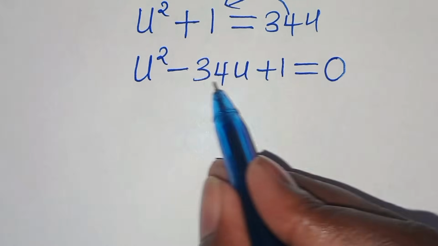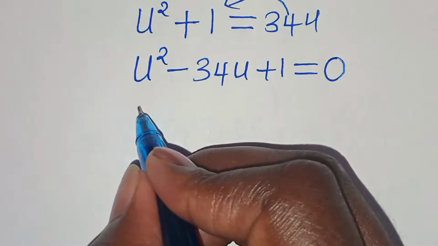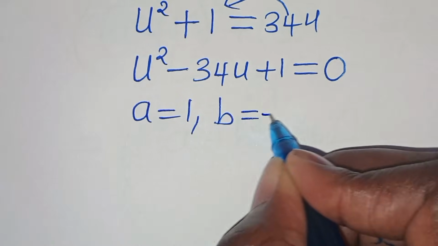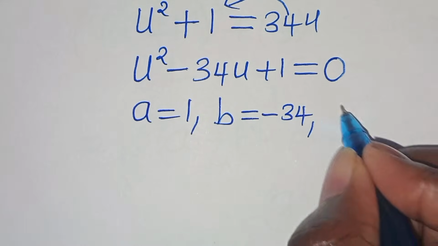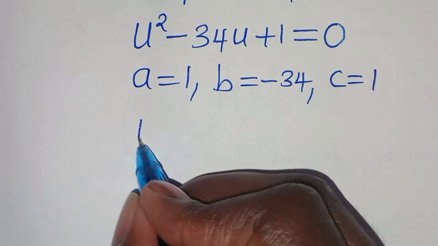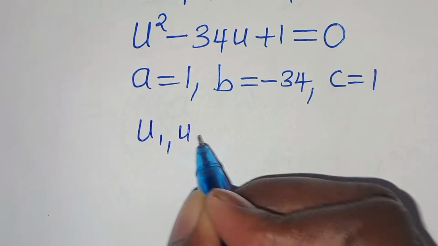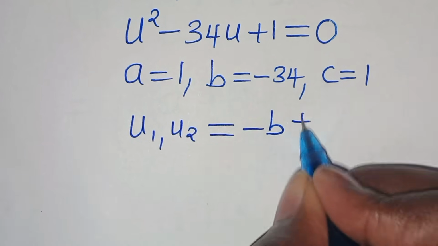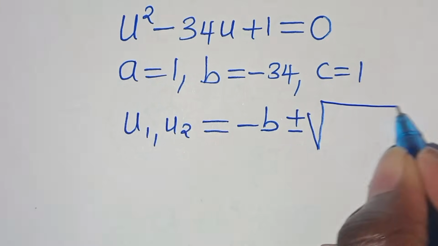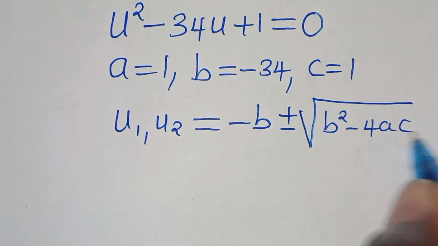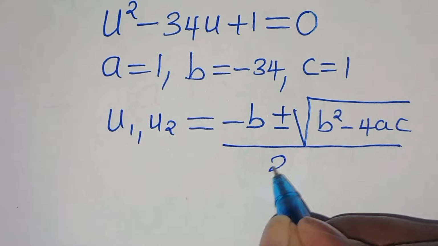Now, this is a quadratic equation, where we have a equal to 1, b equal to minus 34, and c equal to 1. So we can solve for u1, u2 by applying the quadratic formula, which is minus b plus or minus the square root of b squared minus 4ac, everything here divided by 2 times a.